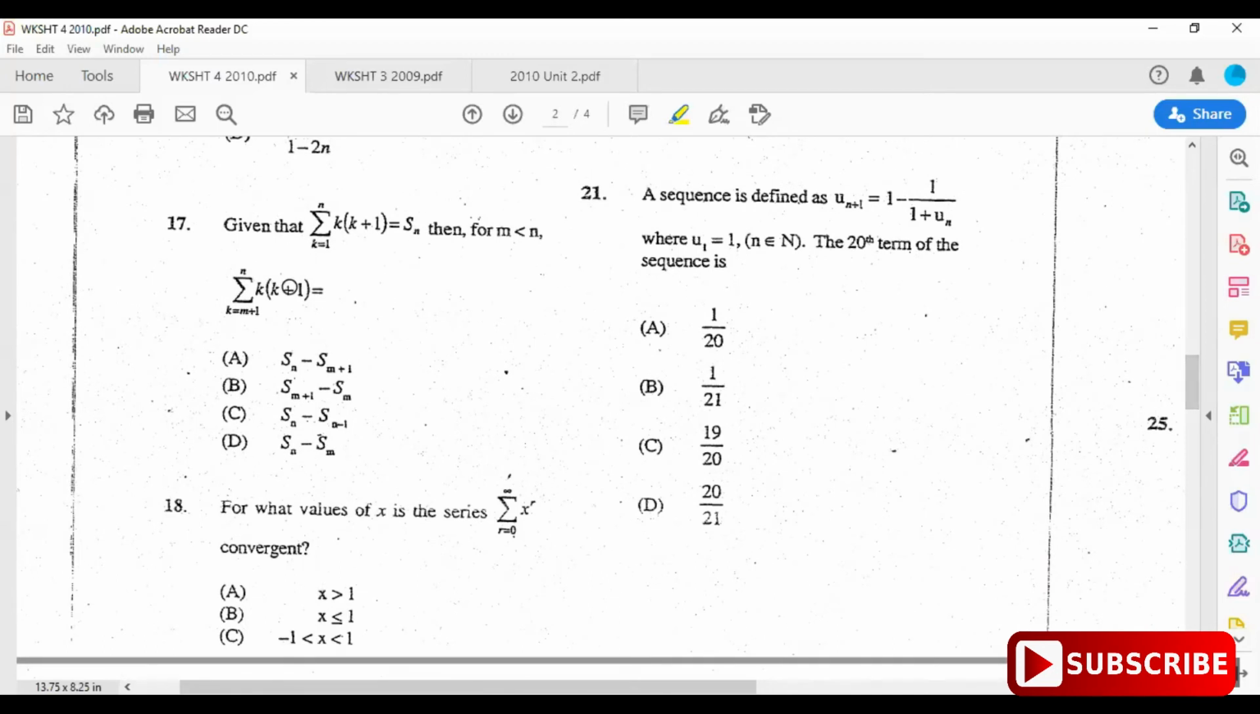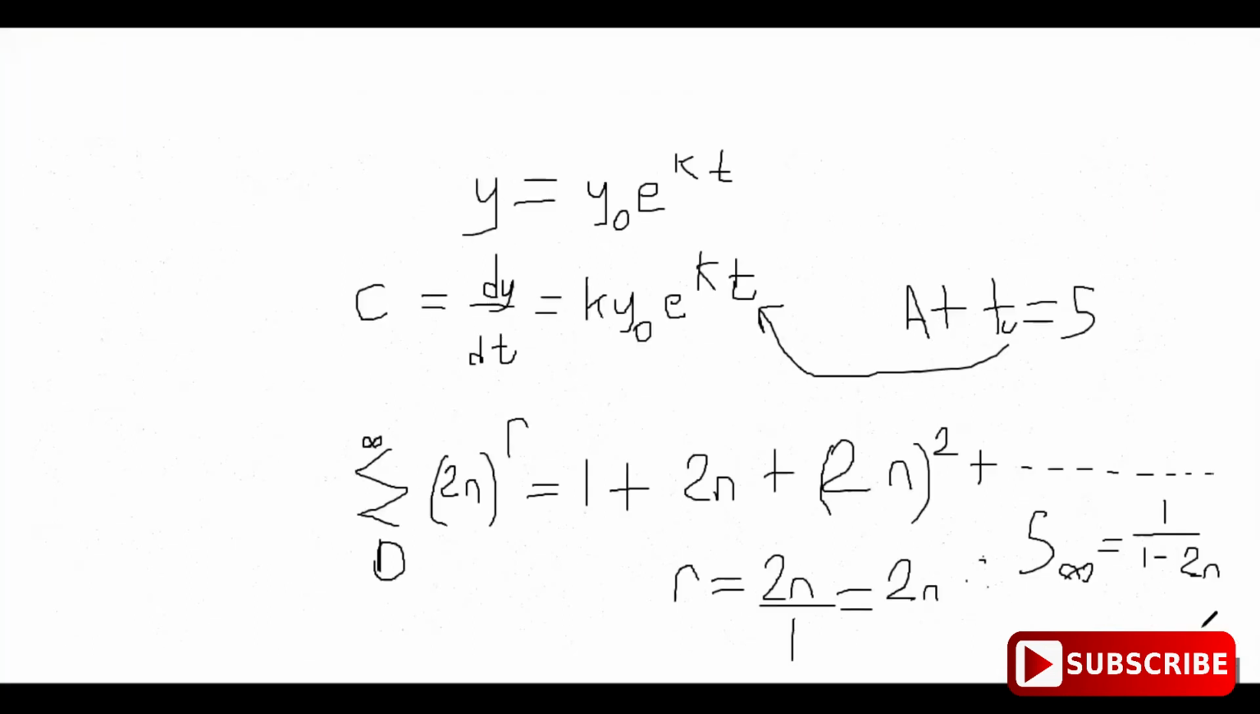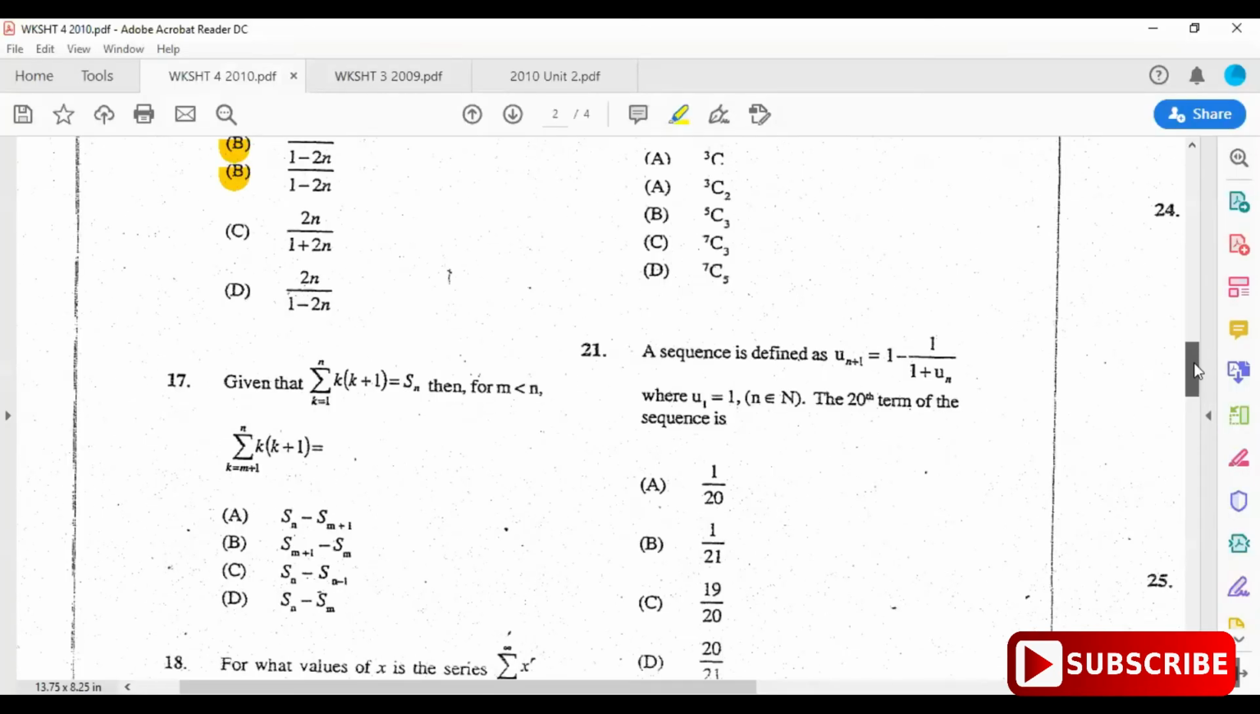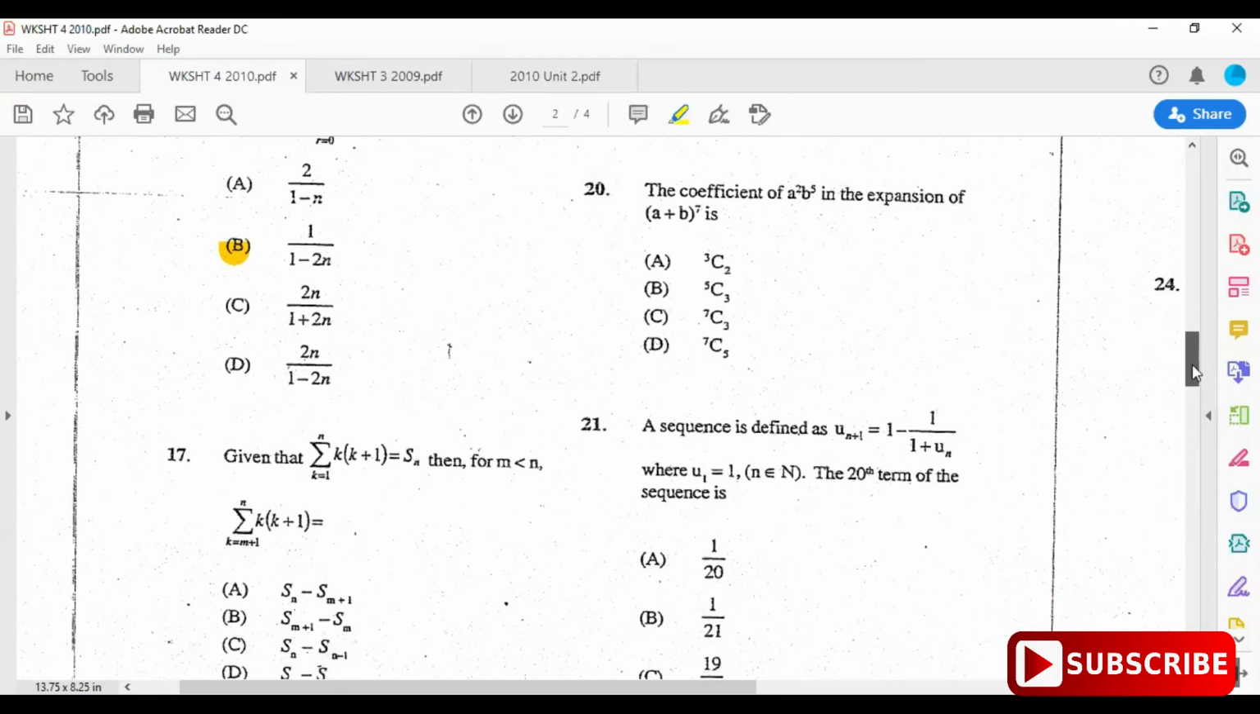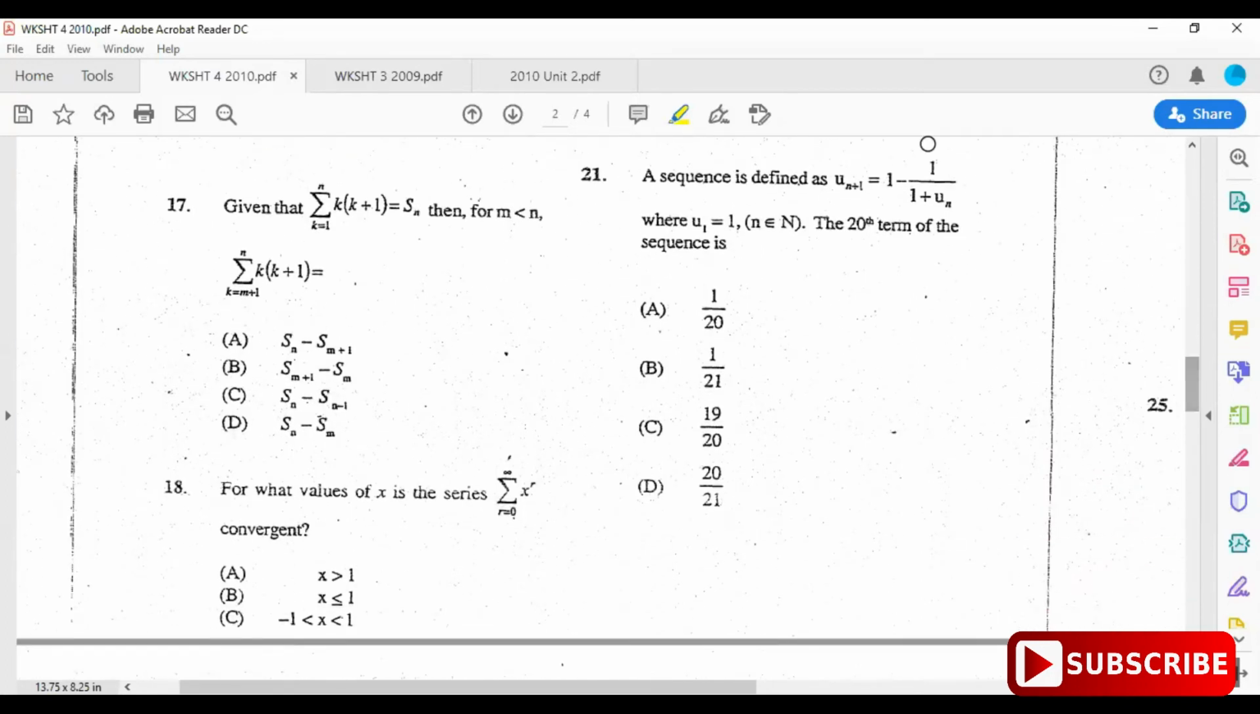Now before I do this next question, I want to just write down this. Just bear this in mind. Always bear this in mind. So what's the number 16 answer again? Number 16 is 1 over 1 minus 2n. And the answer is D. Okay, all right. Question 17 now.